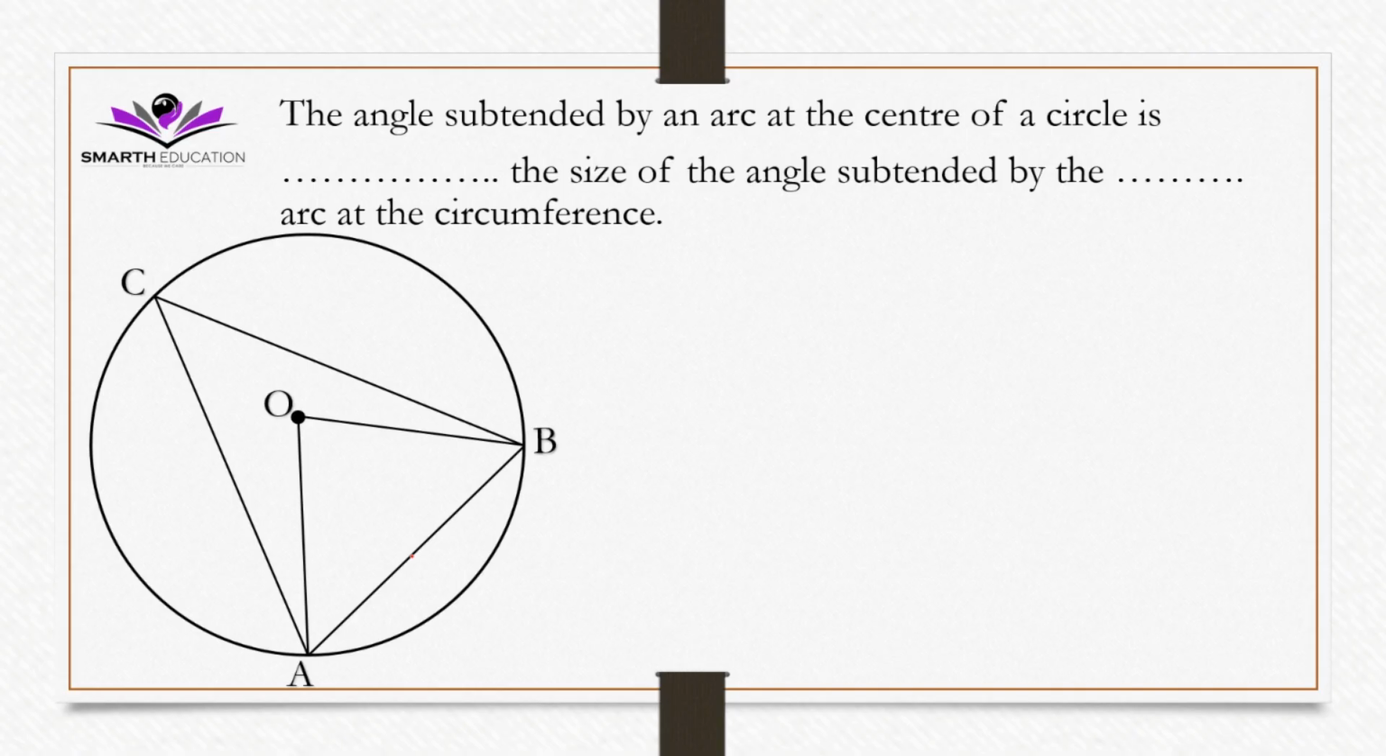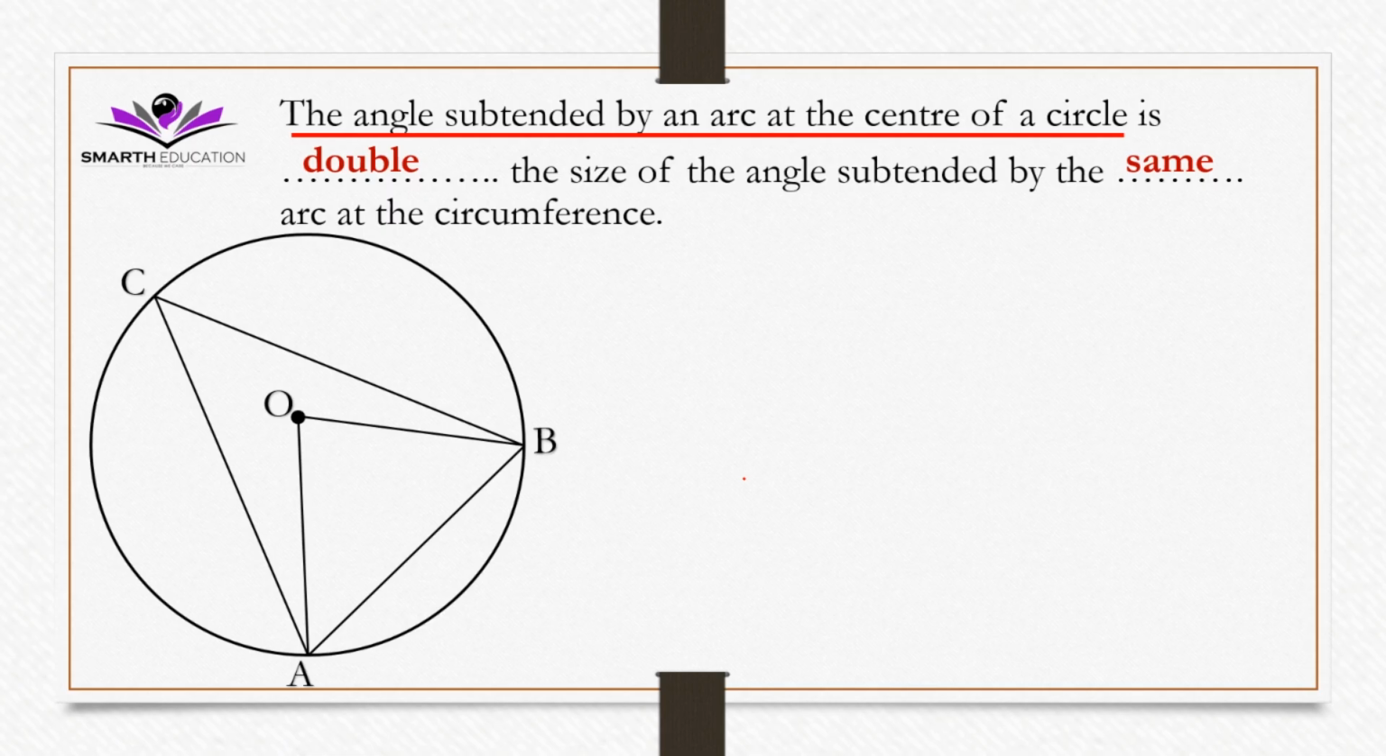Okay, right. So what does this theorem say? The angle subtended by an arc at the center of a circle is double the size of the angle subtended by the same arc at the circumference. The angle subtended by an arc at the center of a circle is double, or two times, the size of the angle subtended by the same arc at the circumference. That's what the theorem says.